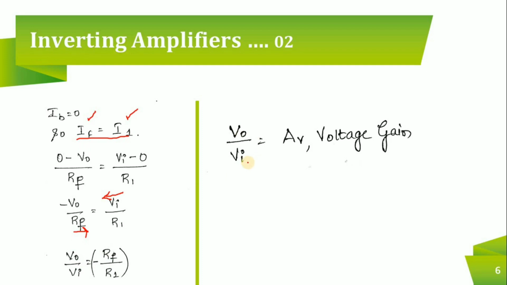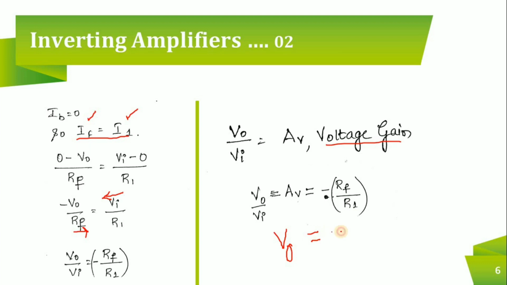So what is V0 by Vin? V0 by Vin is the voltage gain of the amplifier. So V0 by Vin can be replaced with AV. The gain of the amplifier is RF divided by R1. If they ask you to find the value of V0, I can write it as V0 is equal to minus RF divided by R1 into Vin. Using this expression, you can find the value of V0.